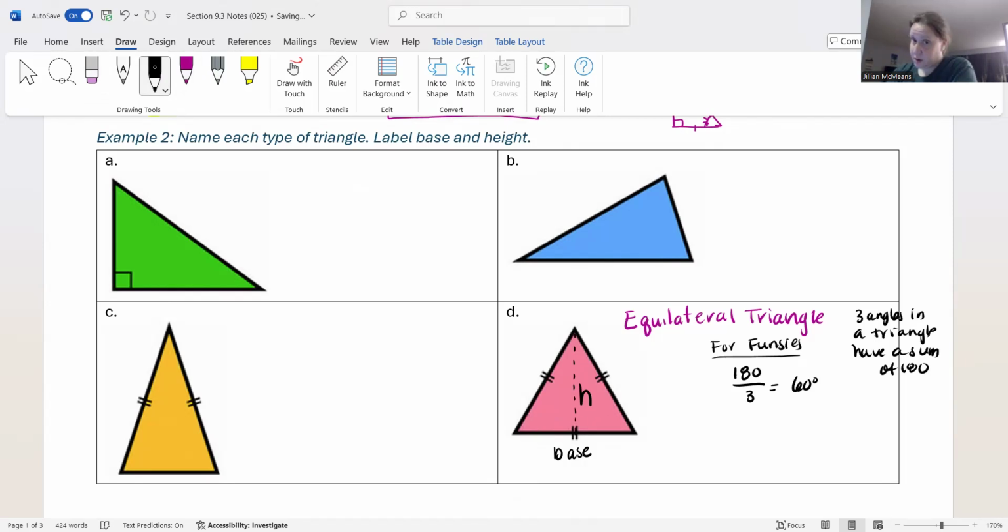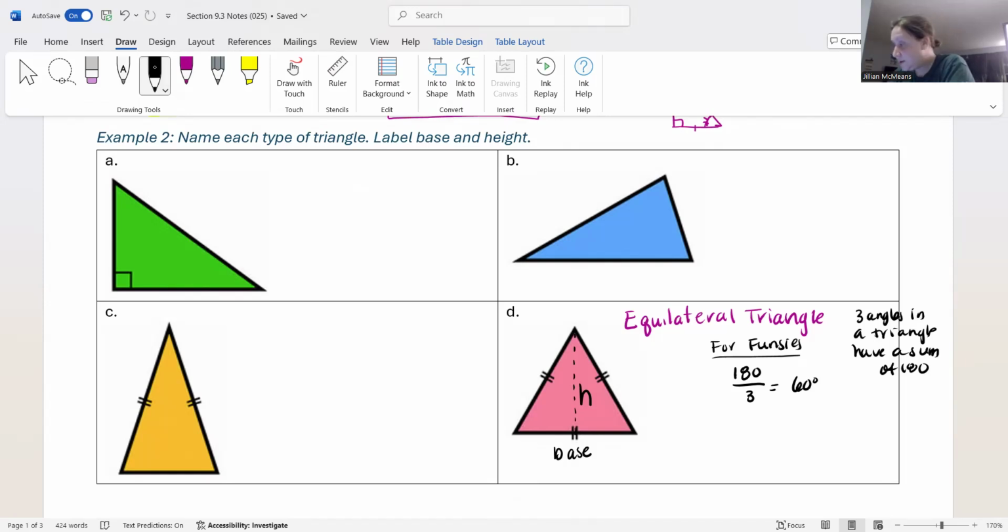So there you have it. That is an equilateral triangle, and we have labeled its base and its height. And then we also talked a little bit more about the fact that three angles in a triangle have to add up to 180. And if you're dealing with specifically an equilateral triangle, we know all three angles have the same measure, so they would all have to have a measure of 60 degrees.